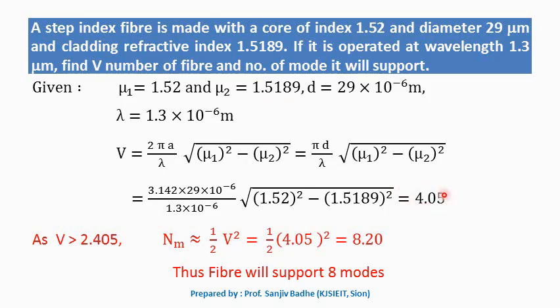And because we can see V is greater than 2.405, number of modes will be 1 by 2 V square. If V is less than 2.405, number of modes is 1. But in this case, V is greater than 2.405, so number of modes will be 1 by 2 V square, that is 1 by 2 into 4.05 square, and it is calculated as 8.20. So the number of modes will be integral, and number of modes supported will be in this case 8. So this fiber will support 8 modes.